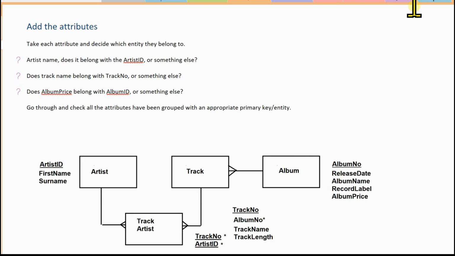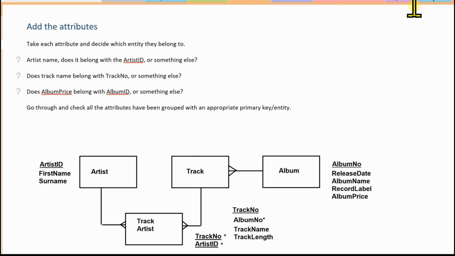We then need to add the attributes. So what we're going to do is take each attribute and decide which entity they belong to. So for example, artist name, does it belong to artist ID or something else? Well, every time we have a change of artist ID, we get a new surname, first name. So that belongs with the primary key artist ID. Does the track name belong with track number or something else? Well, again, every time we have a change of track number, we get a new track name. So therefore, track name belongs with track number.